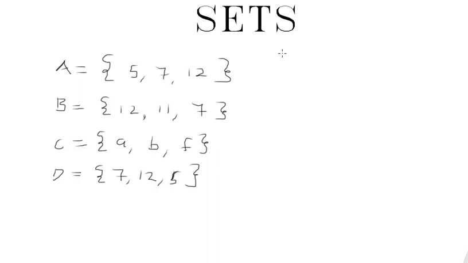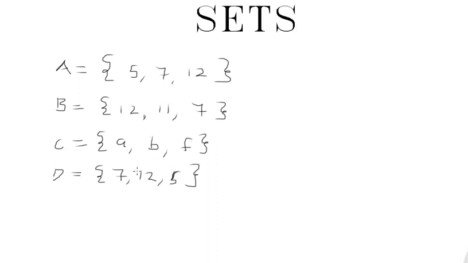So which two sets have the same elements, or which two sets are equal? Is A equal to B? Well, there's a 12 there, there's a 12 there. There's 11 here, there's no 11 here. There's 7 here, there's 7 here. So these two sets have two elements that are the same, but they are not exactly the same. What of this and this? Well, this one has letters, this one has numbers, so this one is not equal to any of these.